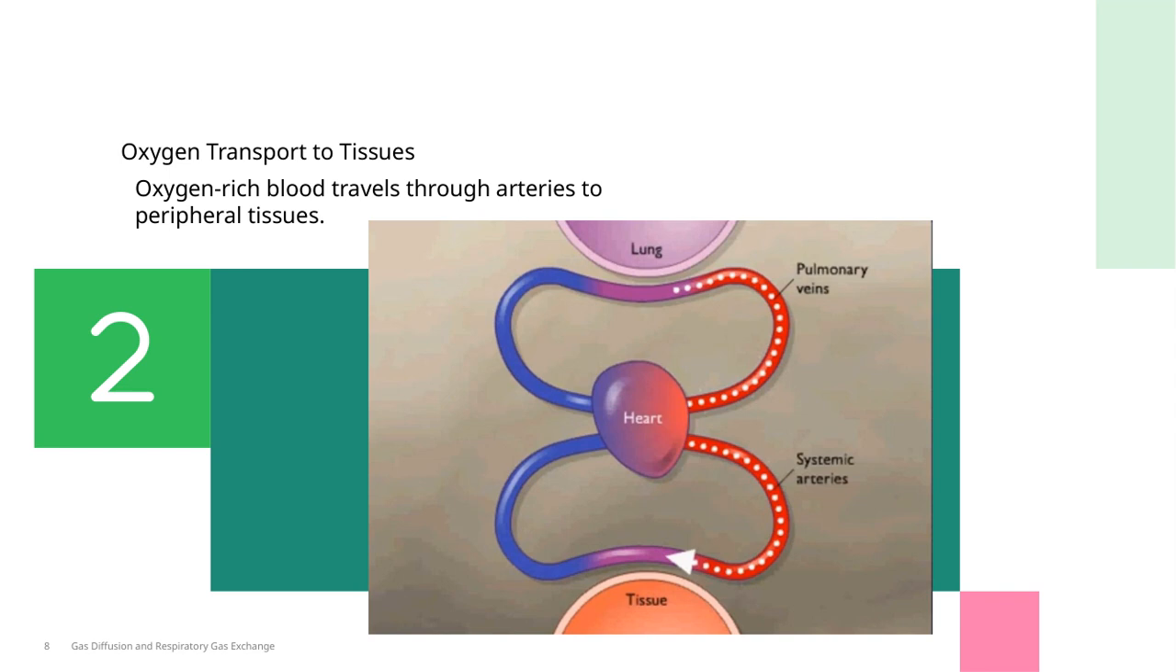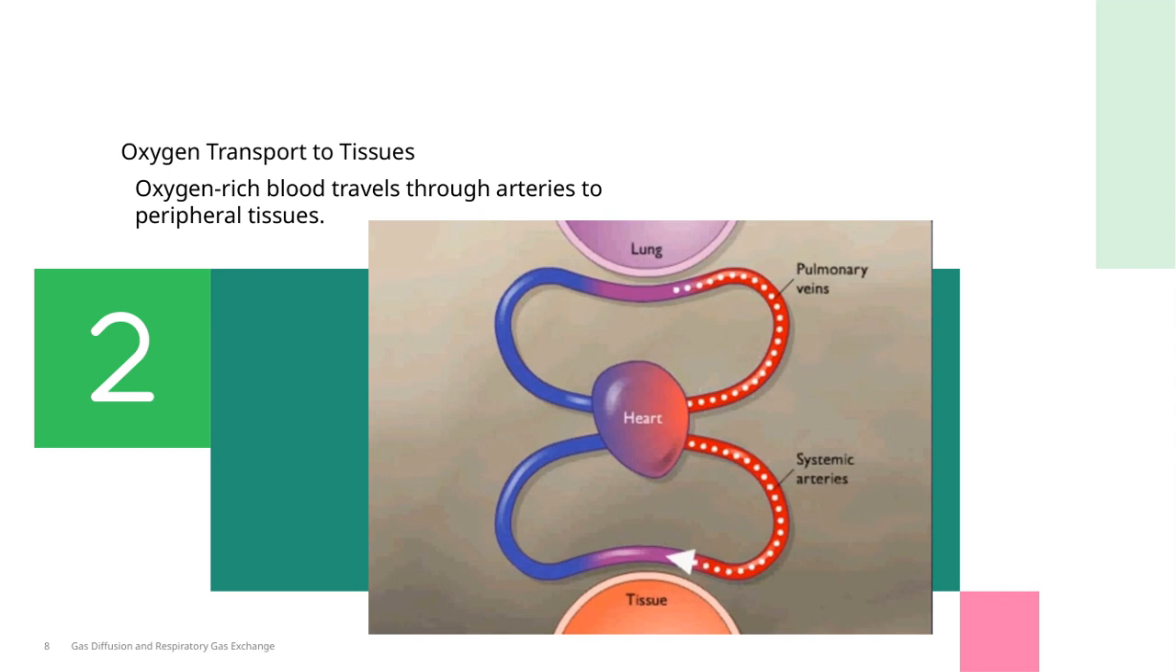The key idea here is that oxygen doesn't just stay in the blood. It needs to be delivered efficiently to support cellular functions. As the oxygen-rich blood reaches these tissues, oxygen diffuses out of the blood and into the cells, fueling processes like energy production.